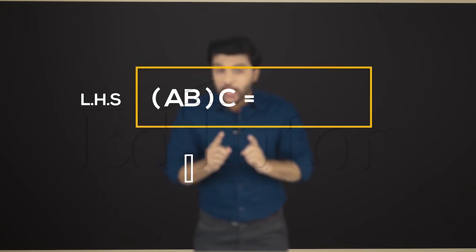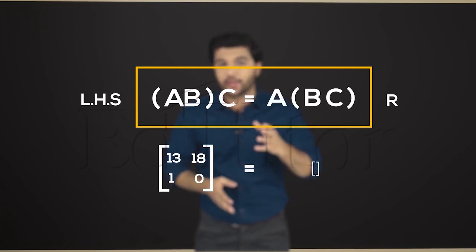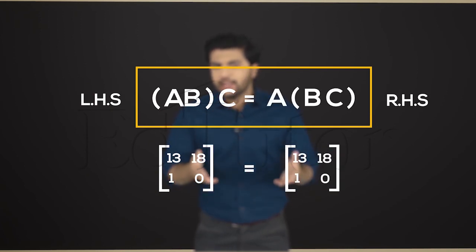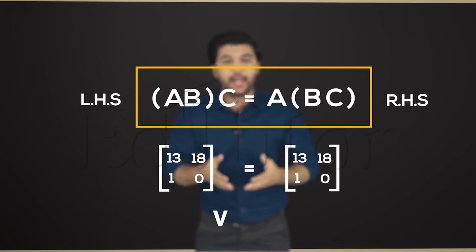Now, it's time to compare both the results of left hand side and right hand side. As you can see that both are equal, we can say that the associative law under multiplication of matrices is verified.